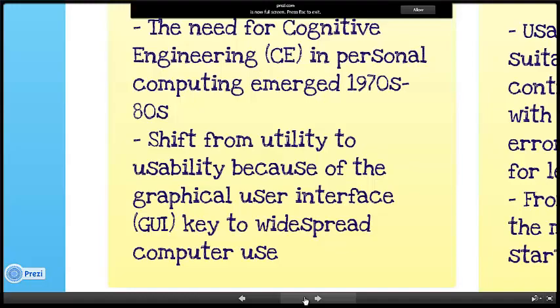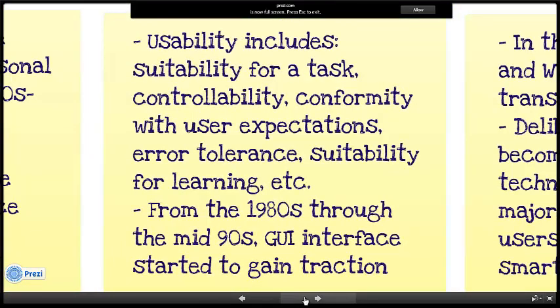Usability includes suitability for a task, controllability, conformity with user expectations, error tolerance, suitability for learning, etc. From 1981 to 1985, more than 10 computing systems were introduced that began competing to meet the needs of lay users. In the intervening 30 years, desktop computers have become an integral part of the average person's work and home life. The usability of interactions like word processing, image manipulation, message exchange, etc., as well as sleek input-output devices like keyboards, mice, screens, etc., slowly evolved until in the early 80s, the graphical user interface, or GUI, made computers not only user-friendly, but finally cost-effective enough for non-technical users to interact with them.